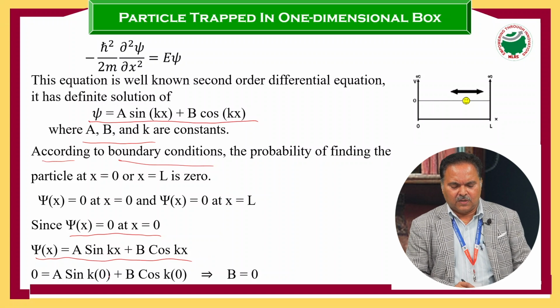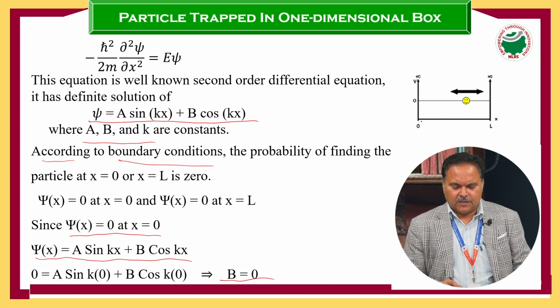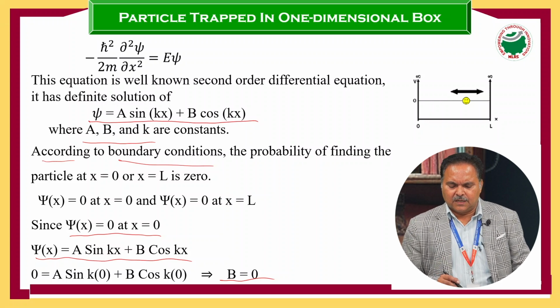So 0 equals a sin k0 plus b cos k0. That means the b term will be 0 in the first boundary condition, that is x equals 0, psi equals 0. This is one boundary condition we got from the general solution of the second order differential equation.